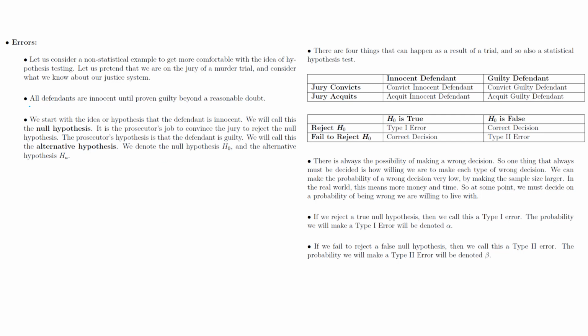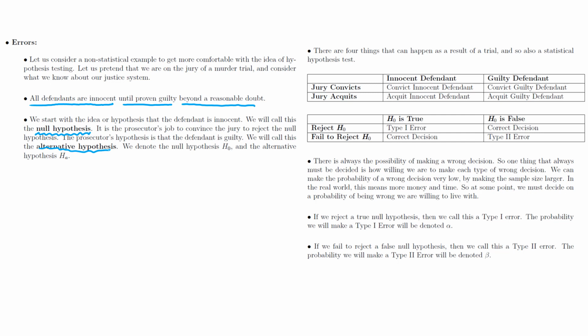Let's remember that, of course, in our system of justice, all defendants are innocent until proven guilty beyond a reasonable doubt. And so remember that we're going to start off with the idea that our defendant is innocent, and this is our null hypothesis. So whenever we're thinking about the null hypothesis, we want to think, okay, the defendant's innocent in my analogy. And it's the prosecutor's job to convince the jury to reject the null hypothesis. And so the prosecutor's hypothesis is, of course, that the defendant is guilty, and so guilt is our alternative hypothesis.